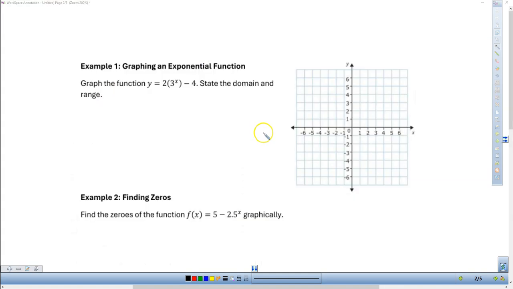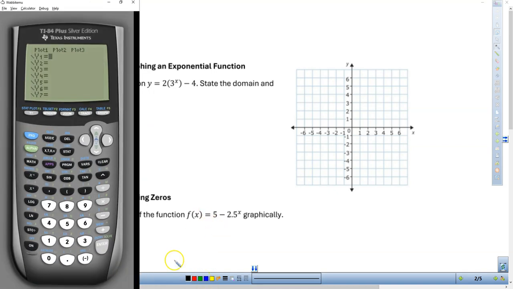Now, let's apply this to actually graph an exponential function. We want to graph y equals 2 times 3 to the power of x minus 4, and we want to state the domain and range. A couple things to keep in mind here. If we want to do this real easy, we can pull up our graphing calculator and plug that function in. So I'm just going to do 2, parentheses, 3 to the power of x, and then I'm going to subtract 4. Let's graph this real quick.